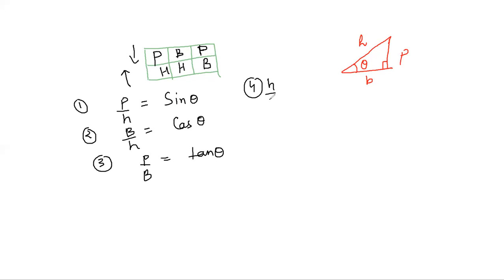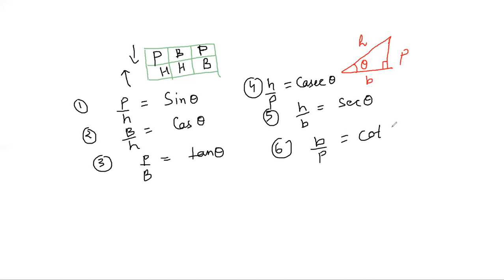So H upon P, this is known as cosec theta, right? The fifth one is H upon B. This is known as sec theta. And the sixth ratio is V upon P. This is known as cot theta. So these are the six ratios that we have to remember, and this is the basic of trigonometry.